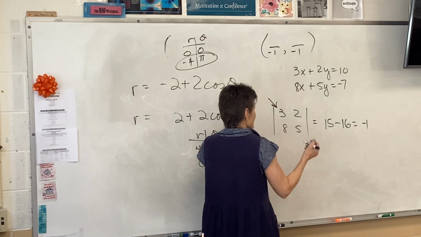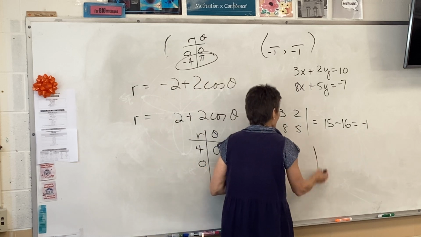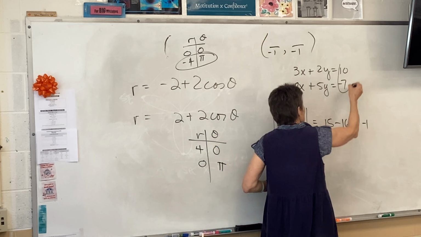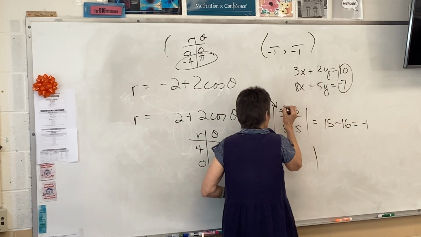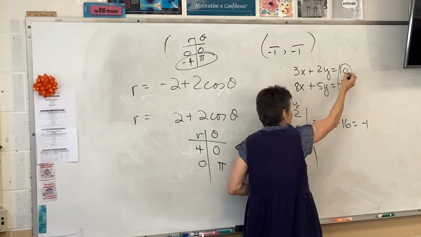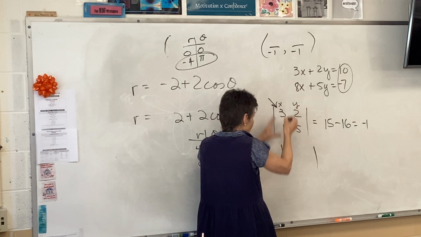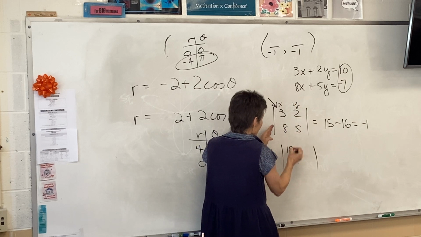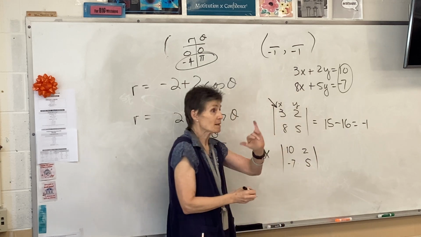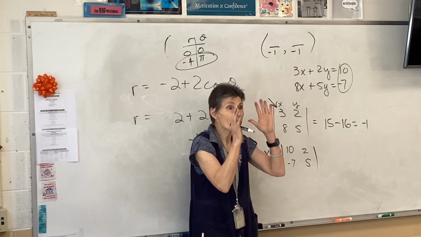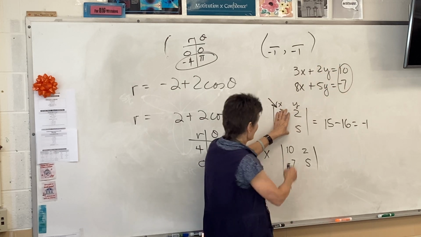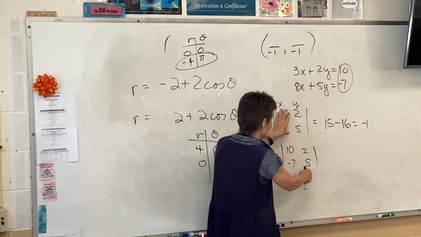To find the something for X, we're going to cut these out, and these are the X numbers right here, these are the Y numbers. Take the 10 and the -7 and paste them here. So 10, -7, and then 2, 5. Some of you are moving things around. Nothing gets moved. We cut and paste. So 10, -7, 2, 5.